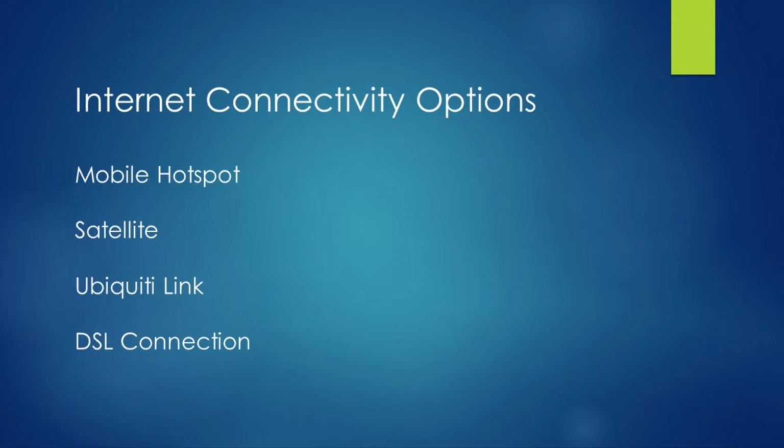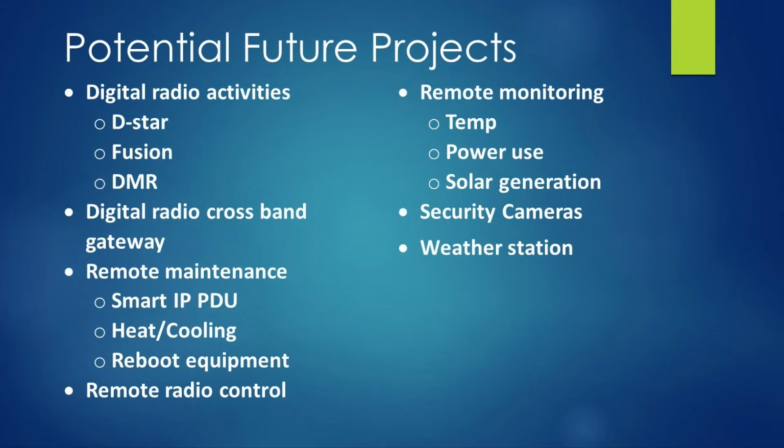A Ubiquiti link is also an option where you can actually pipe in internet connectivity from a remote location to the current location using dishes, terrestrial dishes. We'll look at that a little bit later. And a DSL connection, which is essentially a phone connection up at the site, which we used to have, no longer. Now, what are some of those potential future projects?